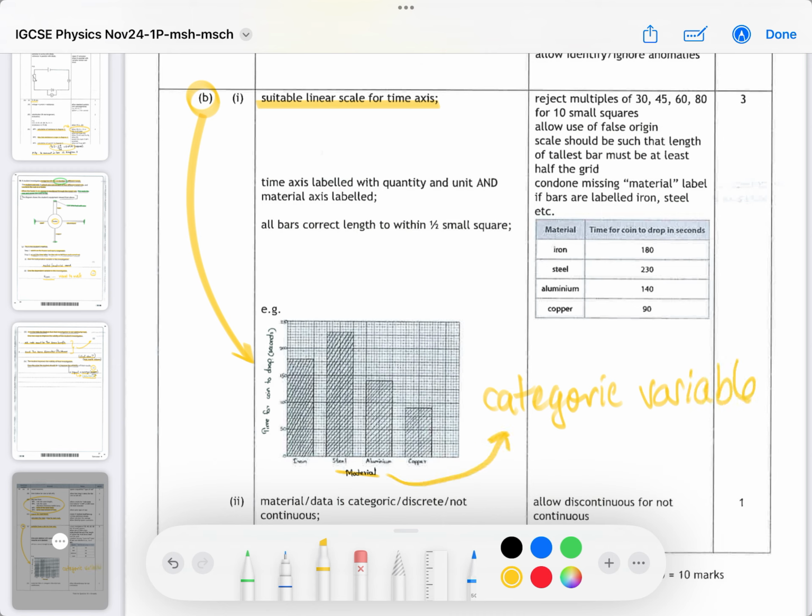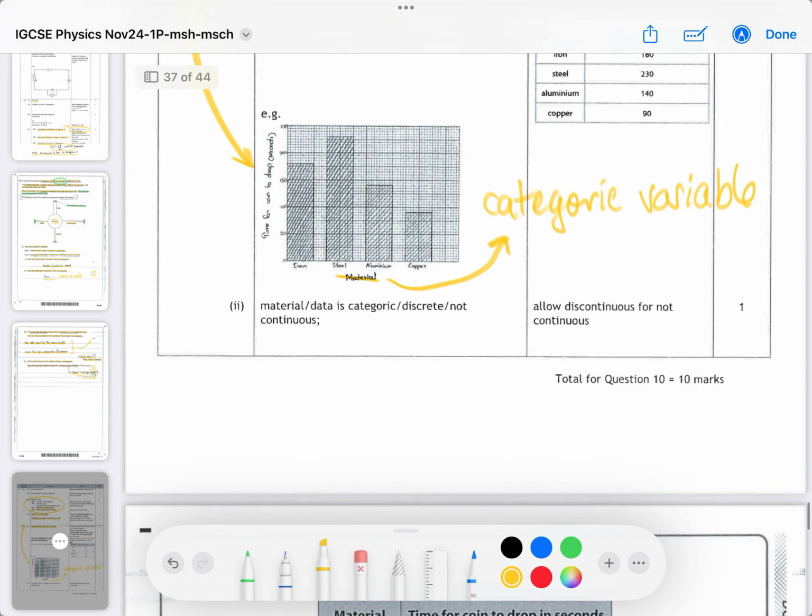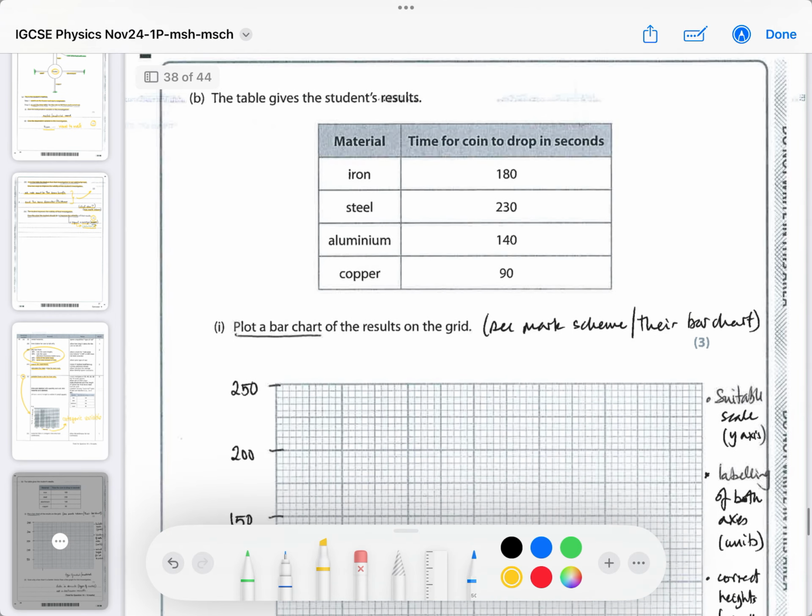So it's a non-continuous variable. In other words, you can't make a number from it. So here's the data they give you. The table gives the students' results. They want you to plot a bar chart, so they tell you to do a bar chart. And I've just shown you the mark scheme and their bar chart. So you've got to copy that as well.